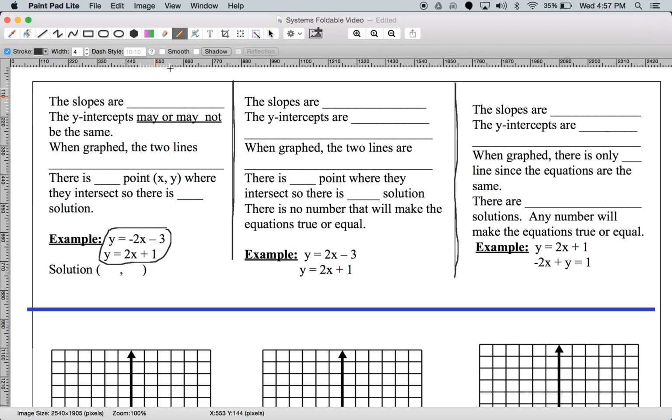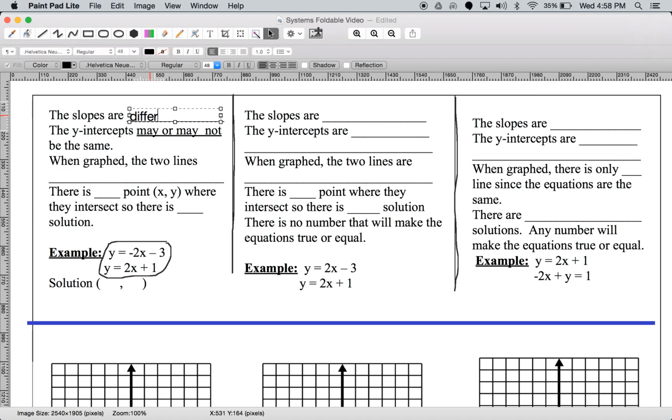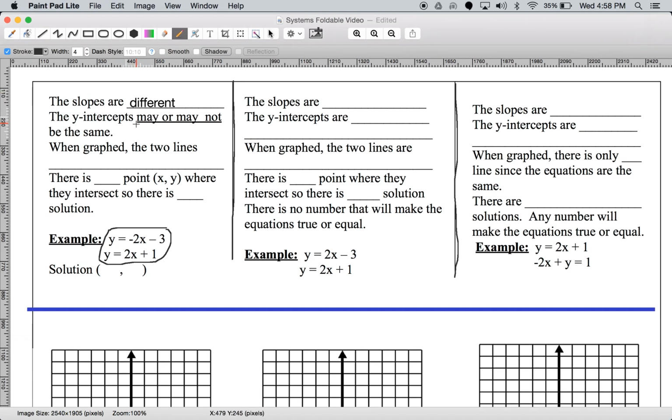Hopefully you would say that they're different. So we're going to go ahead and type different. Actually, I'm going to type, you're going to write: the slopes are different, and the y-intercepts may or may not be the same. This part right here is super important. So if you can, highlight that, star that. This portion right here is what's going to tell you that every time you see this scenario, there's going to be one solution for your systems.